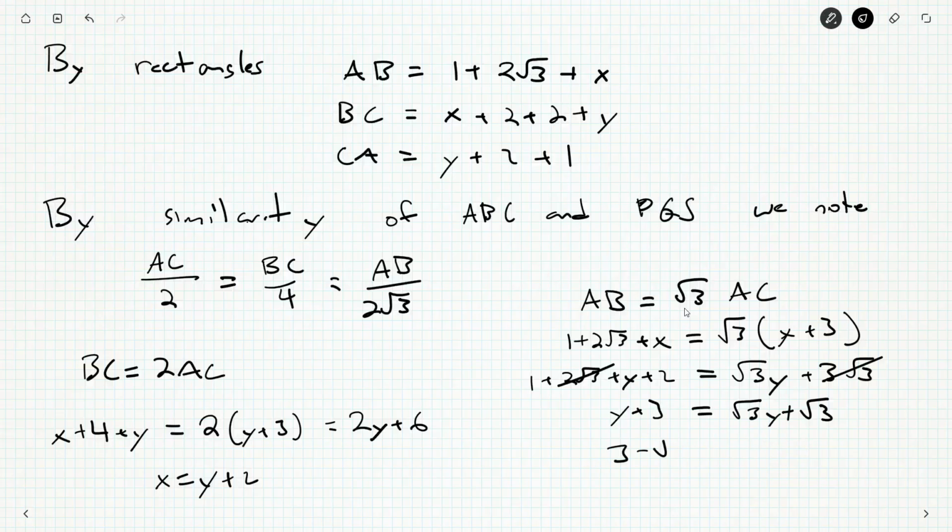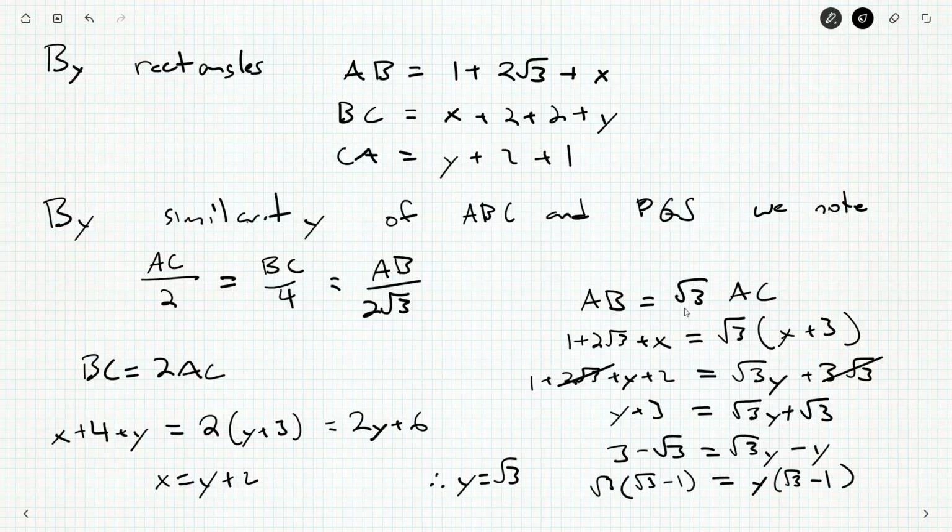3 minus root 3 is equal to root 3y minus y. Take out a root 3 over here, you'll get root 3 minus 1. Take out a y here, you'll get root 3 minus 1. Therefore, y is going to have to be root 3. X is going to have to be root 3 plus 2. And now I can tell you all these lengths.